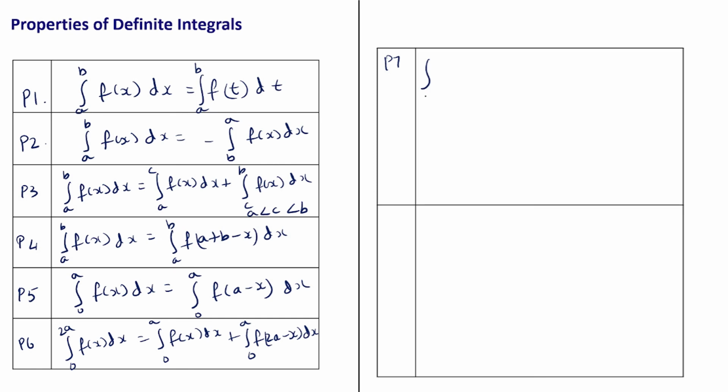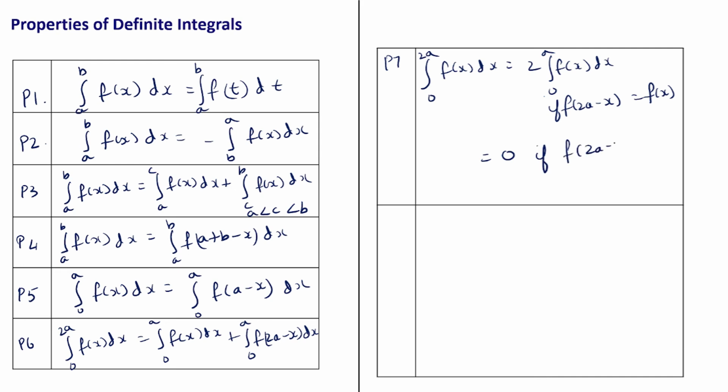The seventh property is integral 0 to 2a f of x dx. It is twice integral 0 to a f of x dx if f of 2a minus x equals f of x. So here if f of 2a minus x is equal to f of x, then this integral is equal to twice integral 0 to a f of x dx, and it is equal to 0 if f of 2a minus x equals negative f of x. So if this is equal to negative f of x, then this becomes 0.